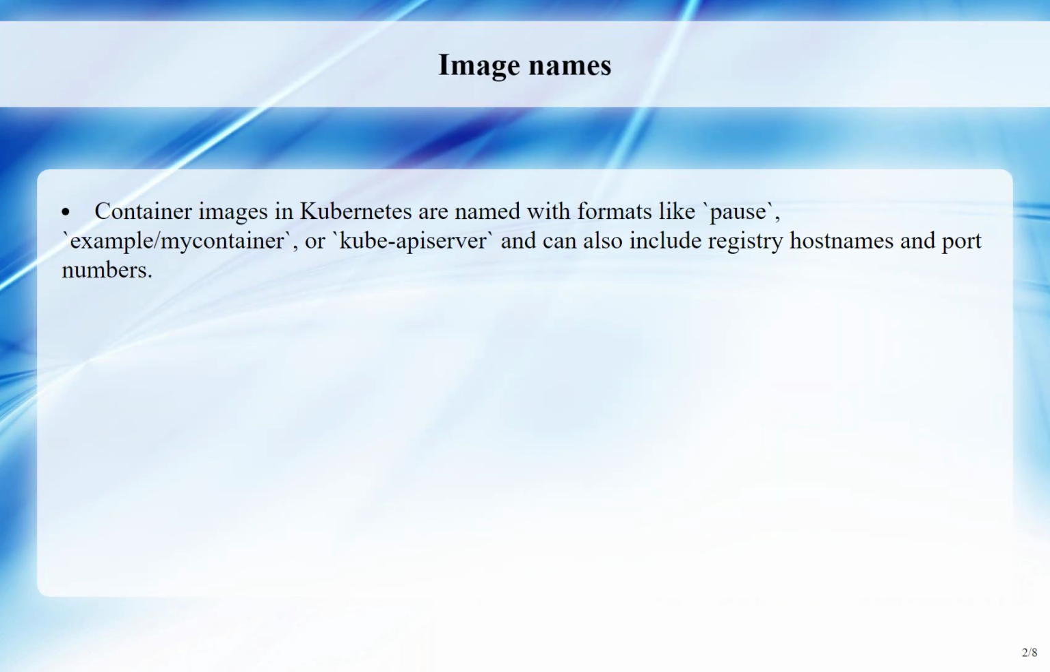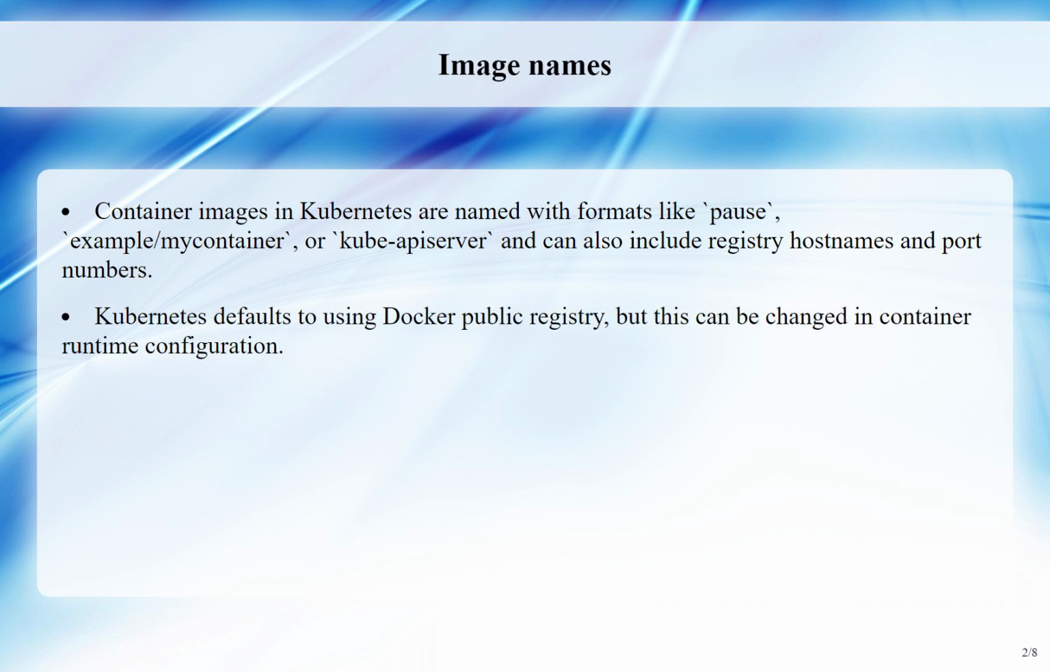Image names. Container images in Kubernetes are typically named using formats like pause, example mycontainer, or kube-apiserver. These images can also include a registry hostname, such as fictional.registry.example/imagename, and a port number, such as fictional.registry.example:10443/imagename. If no registry hostname is specified, Kubernetes defaults to using the Docker public registry. The behavior can be changed by setting the default image registry in the container runtime configuration.